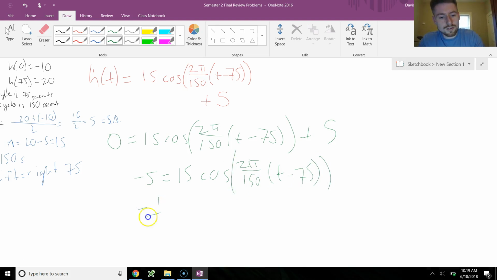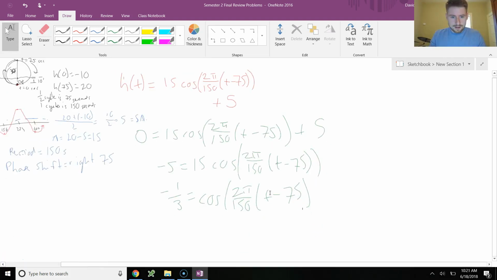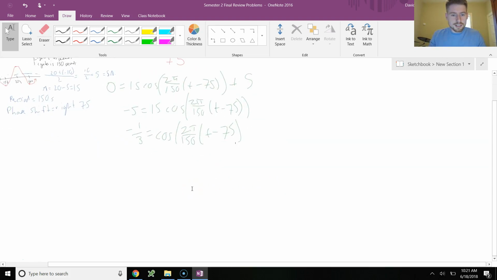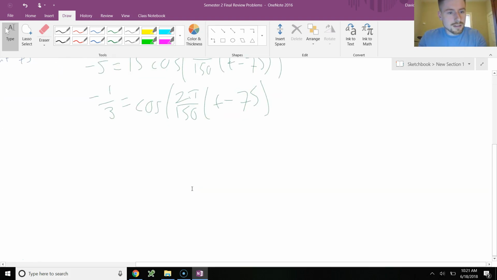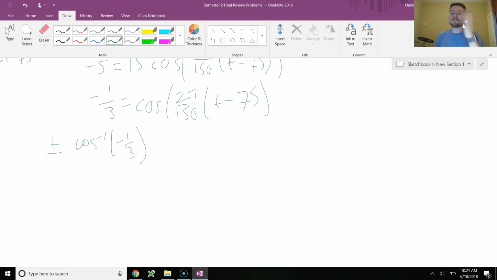So we get negative 1/3 equals cosine of 2 pi over 150 times t minus 75. Solving this equation, we get cosine inverse of negative 1/3 plus or minus, because remember with cosine inverse you have the positive angle and the negative angle, and they both get you the same value, plus 2 pi n equals 2 pi over 150 times t minus 75.